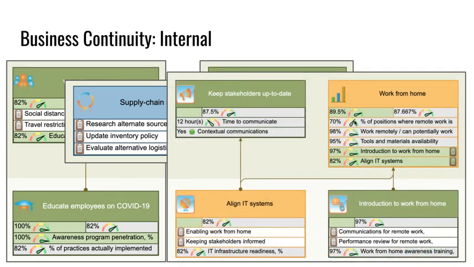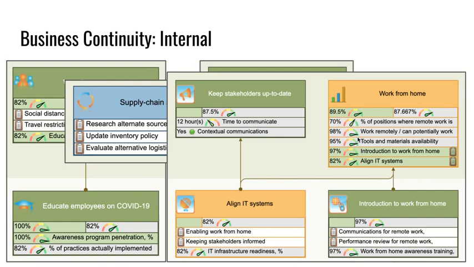And finally, we have this goal, work from home. The inputs for this goal are coming from the two goals, align IT systems and introduction to work from home. Actually, I see that login performance of IT systems, 82%, is here as a leading indicator for this goal. These two indicators show the efforts of our team.